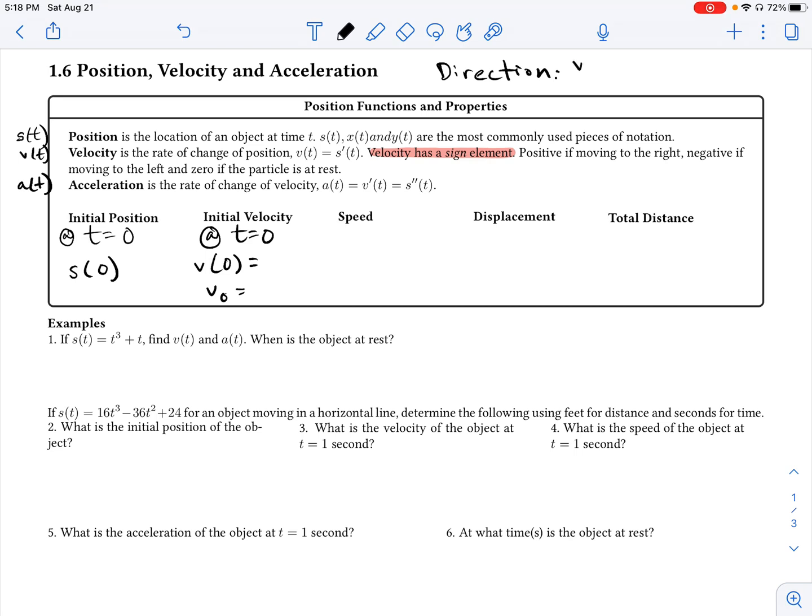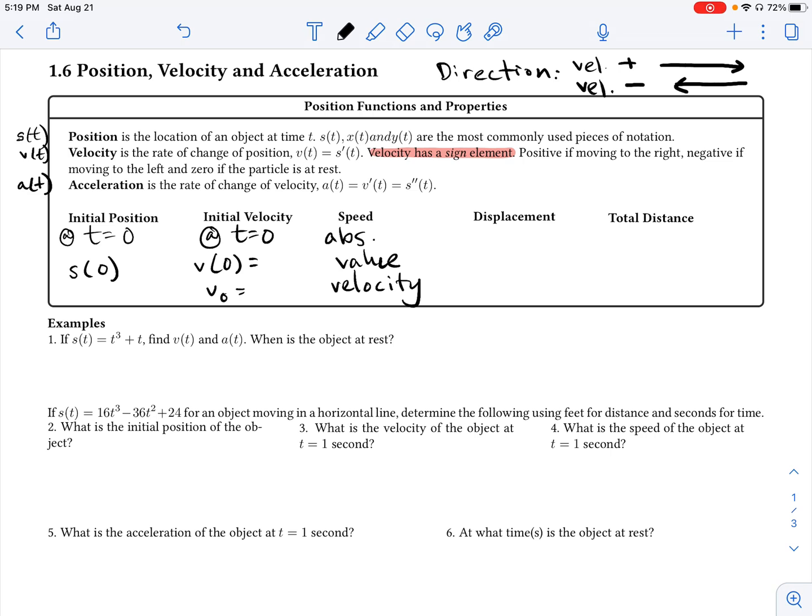We see that when the velocity is positive, we move to the right on the number line. When our velocity is negative, we move to the left on our number line. Speed is simply the absolute value of velocity, right? So it's looking at the rate of change of the position irrespective of sign. It doesn't matter if it's moving to the right or to the left, it's just simply tracking that rate of change. Now, on that note, let's use that to think a little bit about displacement versus total distance.